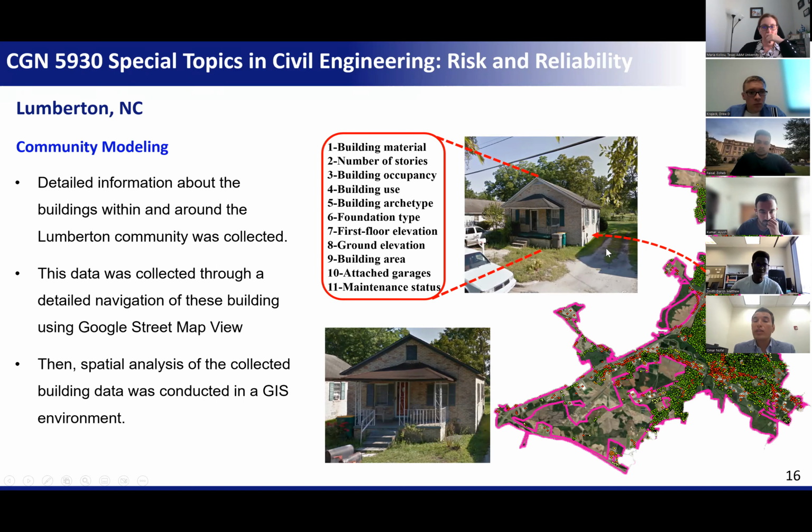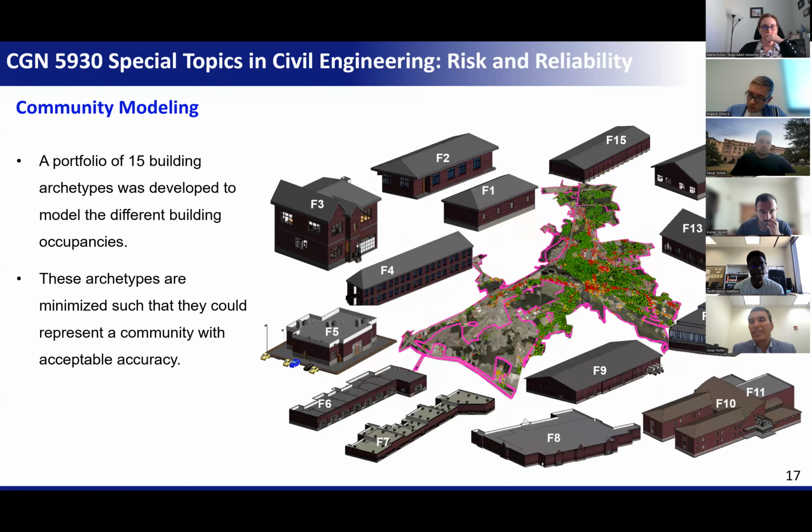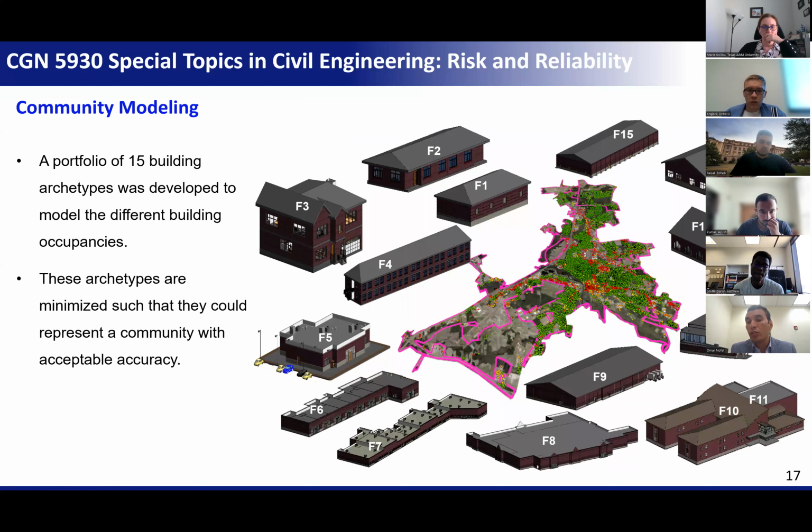So using all this information about the buildings, we were able to categorize these buildings into archetypes. We developed 15 building archetypes that can model the different building typologies within the community. 4 of these archetypes are residential, and some of these are commercial. Some of these are social institutions like hospitals and schools, 2-story and 1-story residential buildings, strip malls, and shopping centers like Target and Walmart.